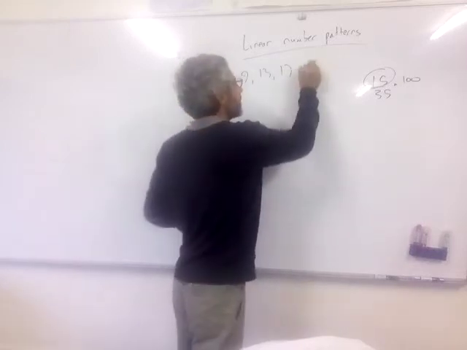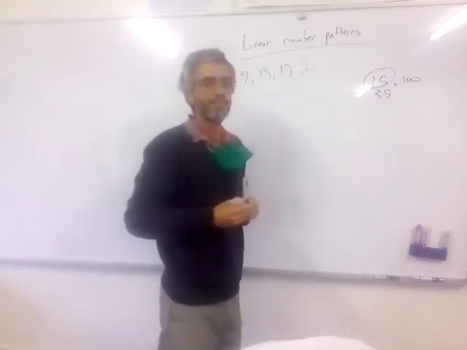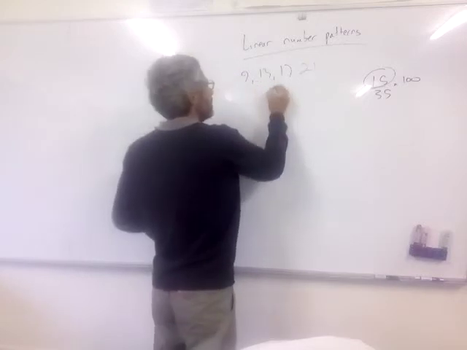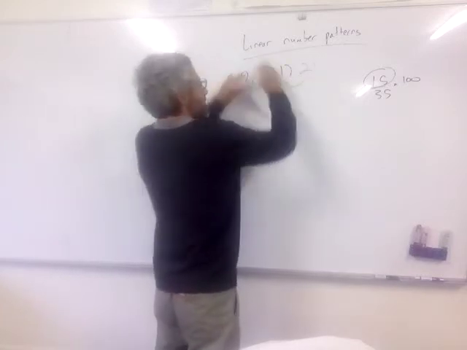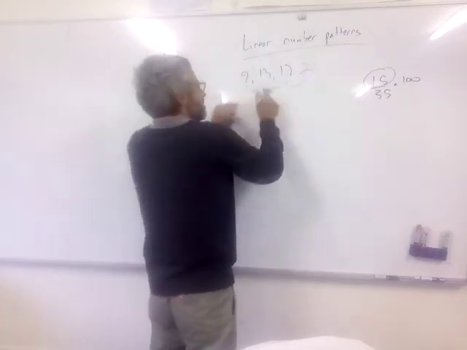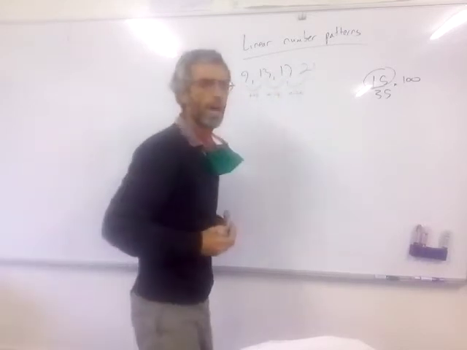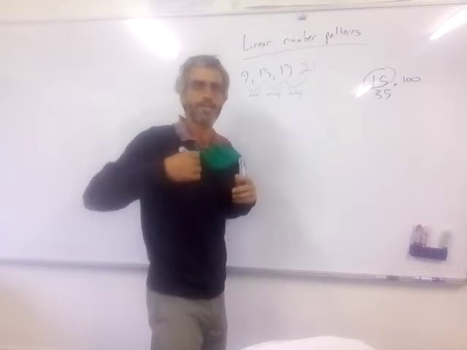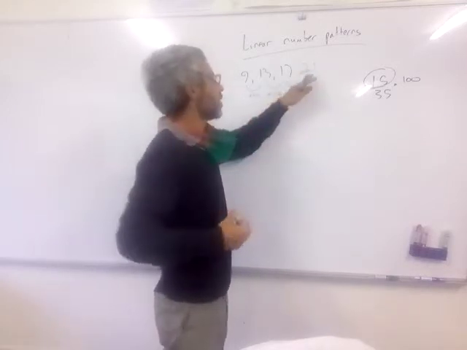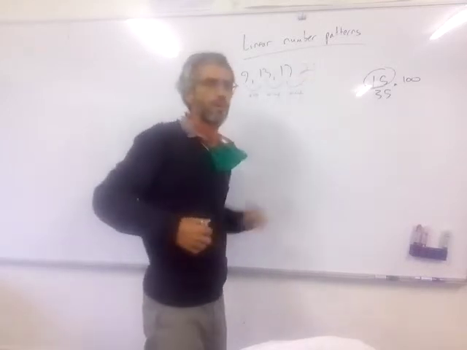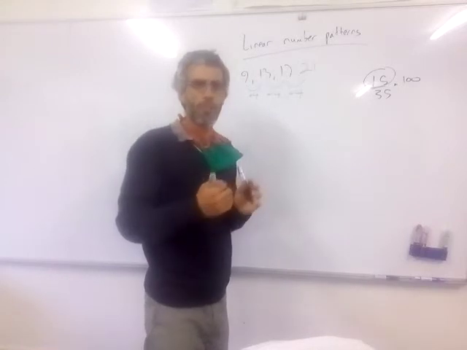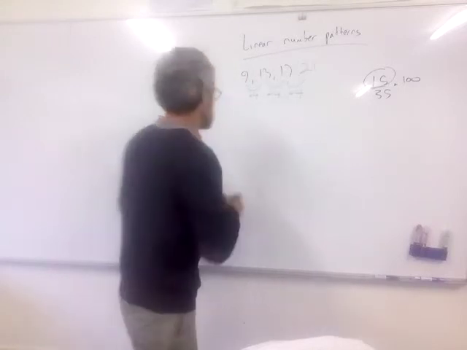21. Okay, so what are we doing every time? Adding 4. Okay, sometimes it's worthwhile writing the number pattern here and here the difference. So it's plus 4, plus 4, plus 4. Now, in grade 9, we gave some marks to figure out what's the next number. Grade 10 is more about using the formula. So we learned that formula.